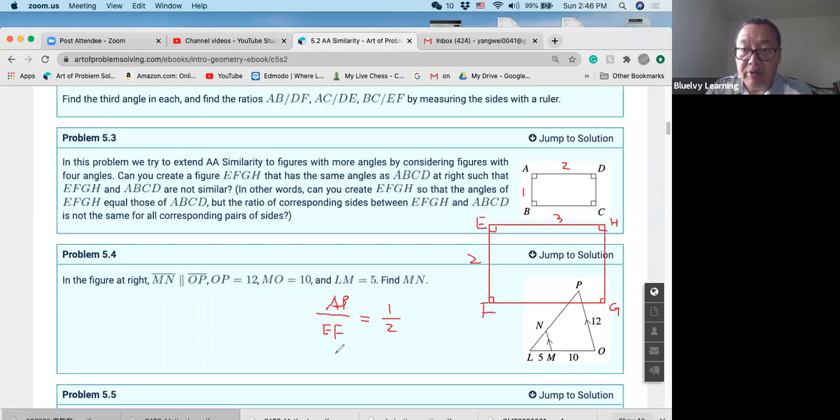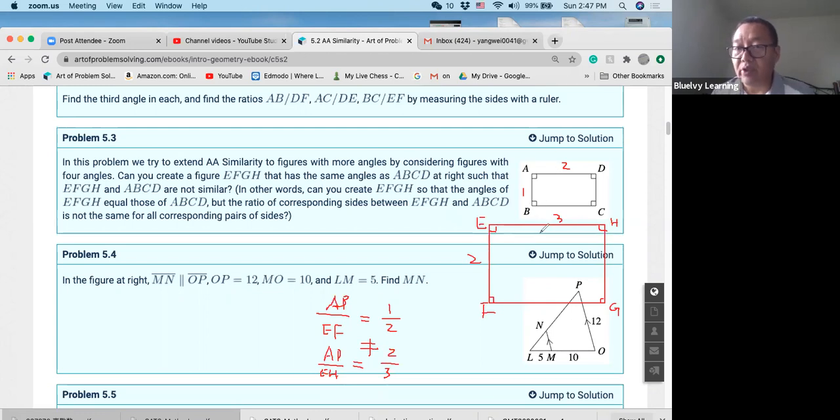So how about AD over EH? See, this one will equal 2 over 3. See, these two ratios are not equal, right? The width ratio is 1 over 2, but the length ratio is 2 over 3.